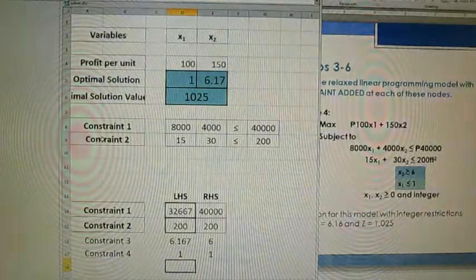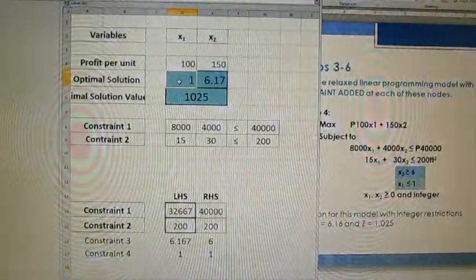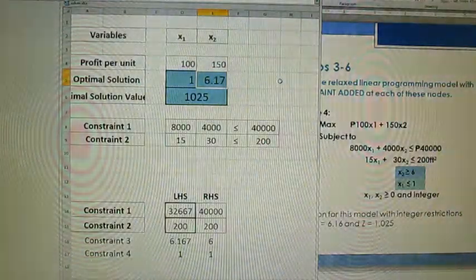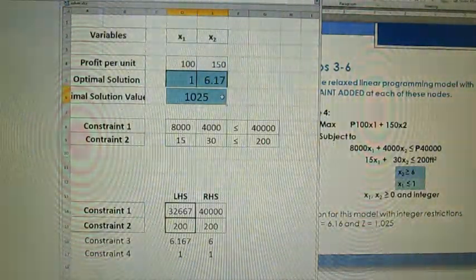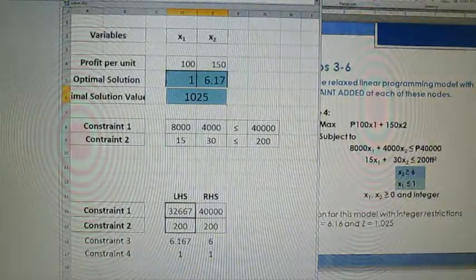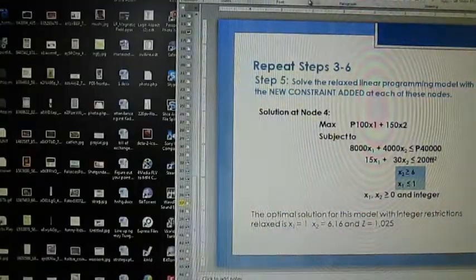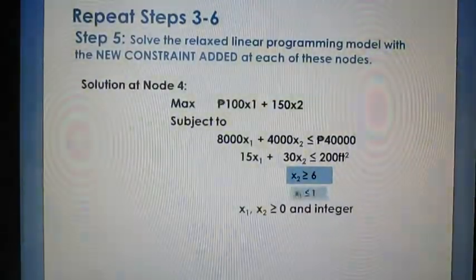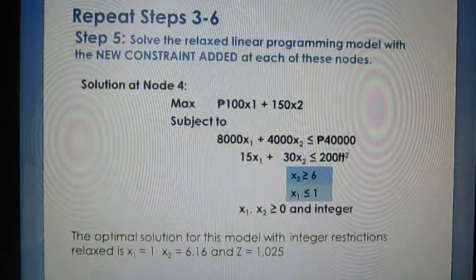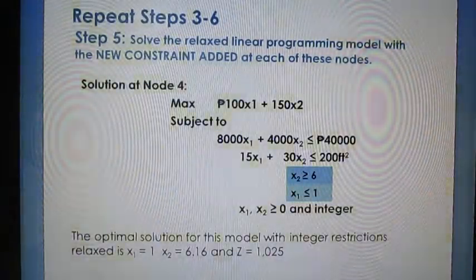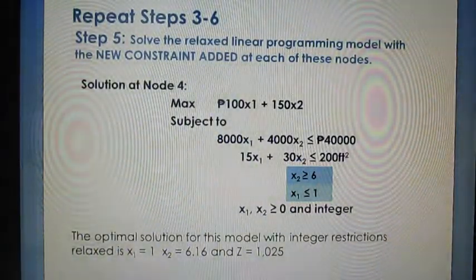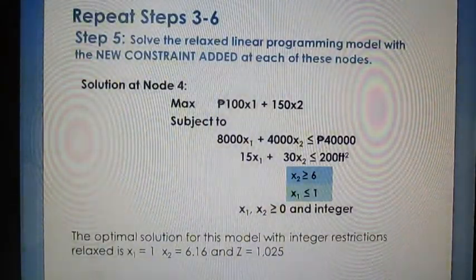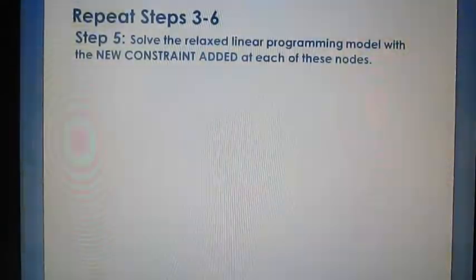Makikita natin na yung binigay sa atin na solution, yung x sub 1, ang value niya ay 1, yung x sub 2, ang value niya ay 6.17, tsaka yung optimal solution value ay 1,025. The optimal solution for this model with integer restrictions relaxed is x sub 1 equals 1, x sub 2 equals 6.16, and the z value is equal to 1,025.